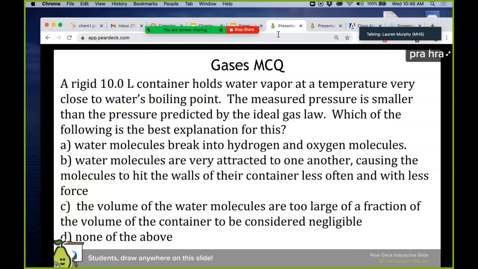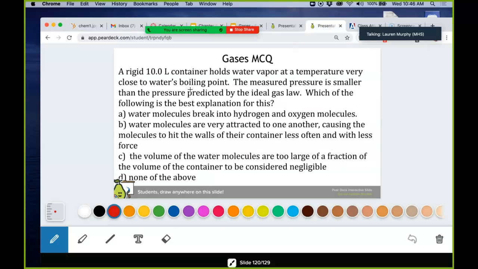Okay, gases multiple choice question. So a rigid 10-liter container. So rigid means the volume is not allowed to change. Holds water vapor at a temperature very close to water's boiling point. So some of it's turning into gas at this point. Remember, it's turning into gas right now too, even at room temperature, just not a lot. The measured pressure, though, is smaller than the pressure that you would have predicted using PV = nRT. So they measure the pressure, so that's your experimental, and then they did their calculation for their theoretical, and they realized that the pressure that they're measuring in the lab is coming out too small.